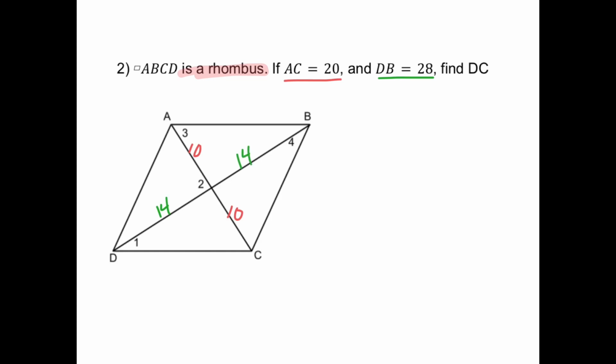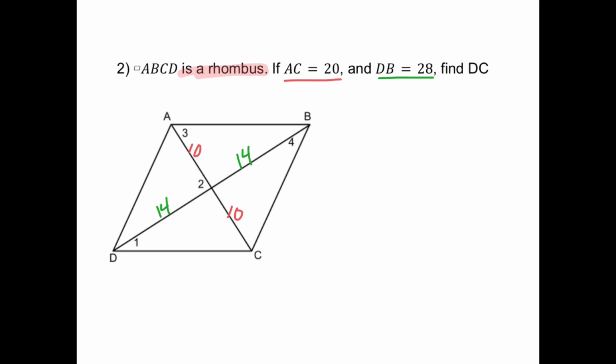So again, because it's a parallelogram, just a basic parallelogram, the diagonals bisect each other, so they cut it in half. The rhombus is not going to have congruent diagonals. This is 28 and this is 20. The congruent diagonals come from rectangles and squares.